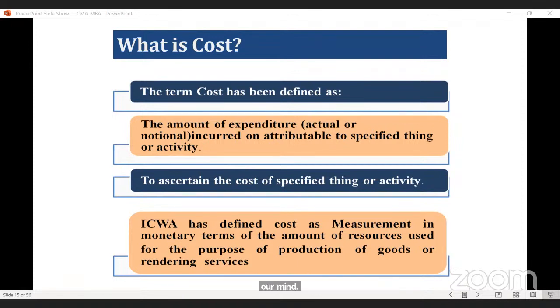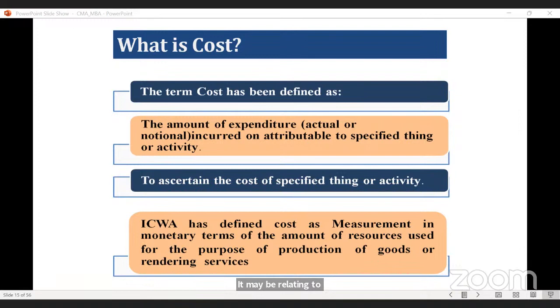So what is cost actually? By taking this into consideration, we can define cost as the amount of expenditure. Whenever we talk about expenditure, please remember it may be actual or it may be notional. It is incurred on or attributable to specified things or specified activity. Specified thing, like I have already told you, a particular product. Specified activities may be relating to your production, your sales, or acquisition of your human resources. These are the specified activities.